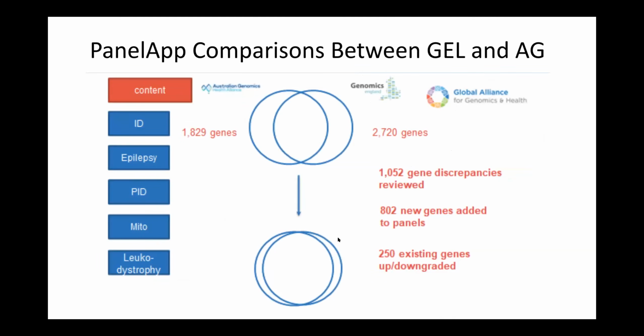And another one of the groups within the GenCC, the PanelApps, both Australia and UK, are actually on the same system, facilitating the comparisons between the two groups. And so they compared about 2,700 genes and reviewed 1,000 or so discrepancies, and really helped to resolve some of those discrepancies across these different panels.